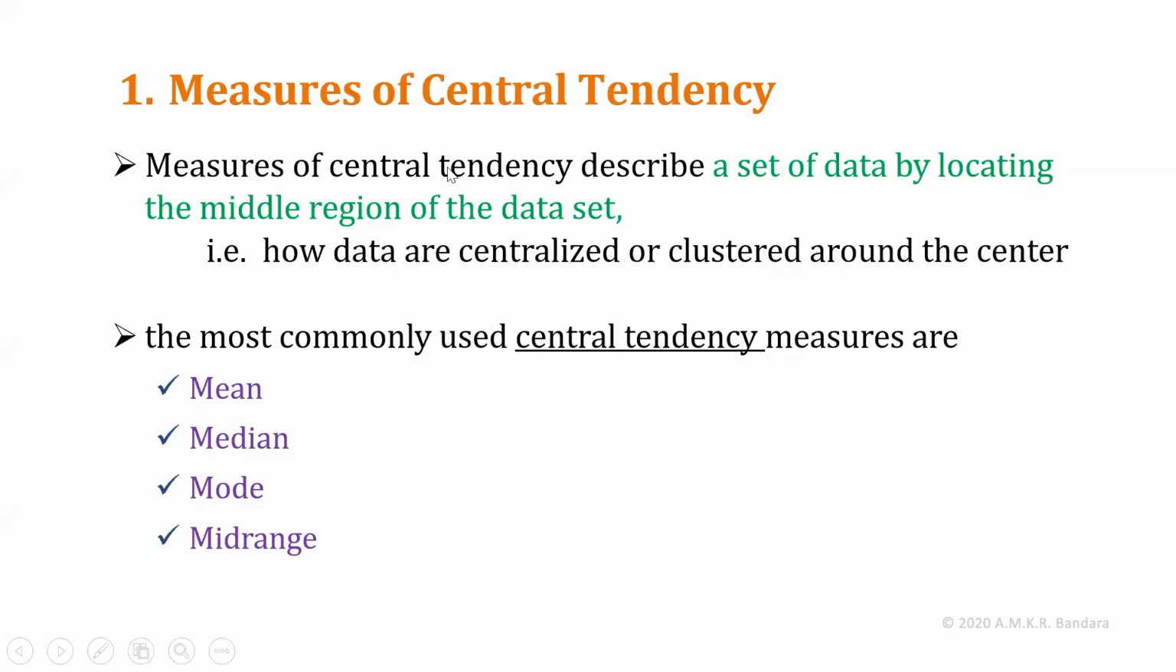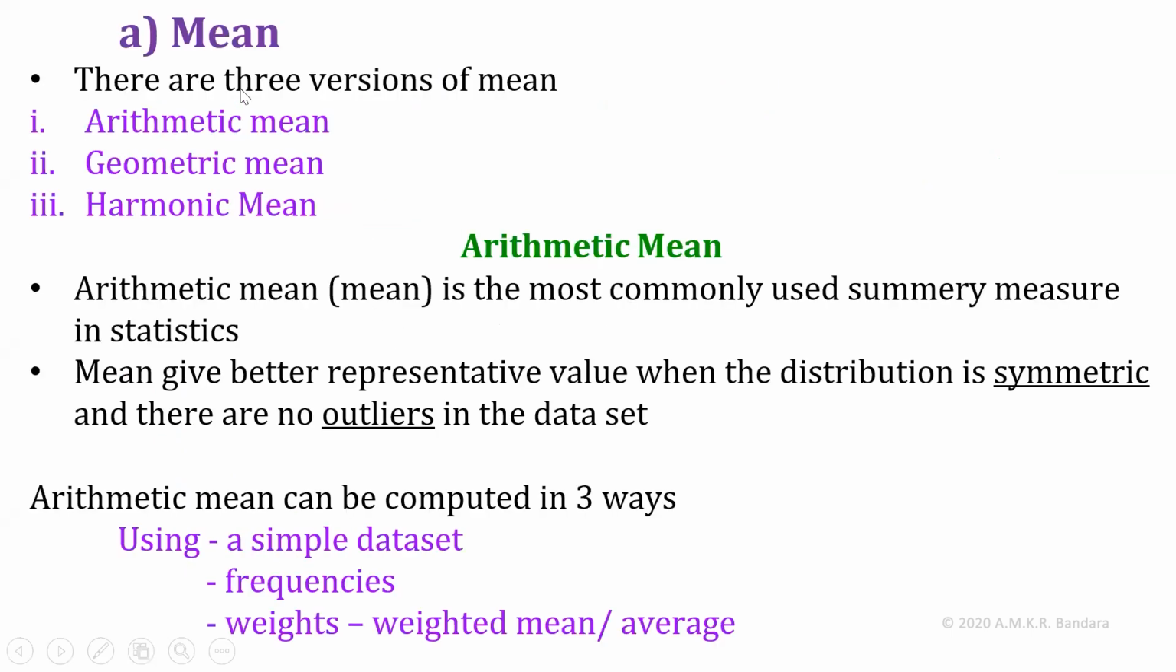So now we will discuss first measures of central tendency. Under the measure of central tendency, we have several measures. First one is mean, or commonly called as average. Then median. Third one is mode. Fourth one is mid-range.